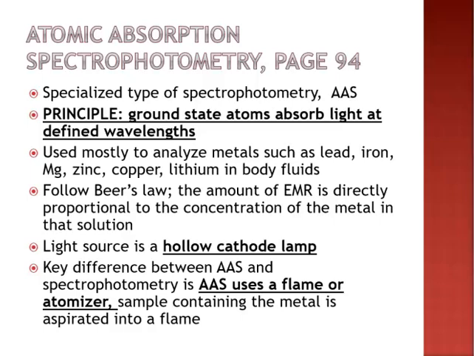The light source is a hollow cathode lamp. The key difference between atomic absorption spectrophotometry and regular spectrophotometry is that atomic absorption uses a flame or atomizer. So a sample containing metal is aspirated into a flame.